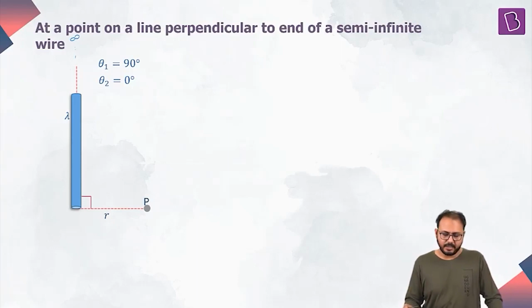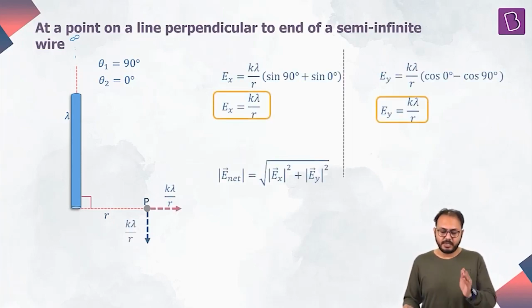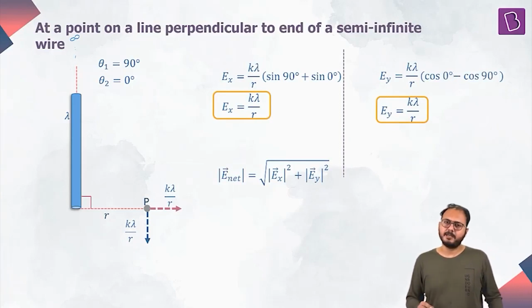In that case, if I map this diagram to my original result, my theta 2 is 0, my theta 1 is 90. All right. So the x component is k lambda by r times sine 90 plus sine 0, which is k lambda by r, and the other one is k lambda by r again. So the two components are k lambda by r, k lambda by r.